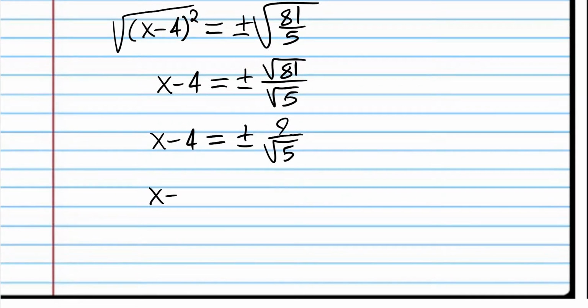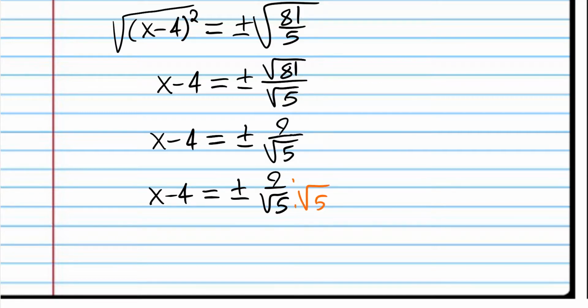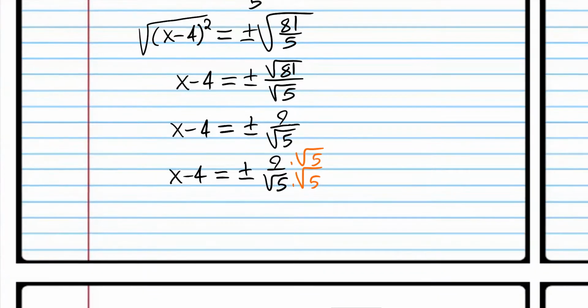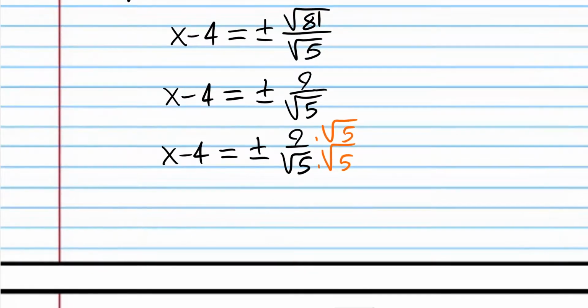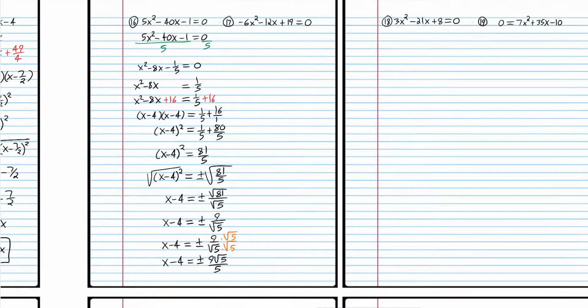And so I'm going to go ahead and rewrite. And again, we can't show every single step because it would just be too tedious. So I'm going to multiply both sides by root 5. Why do we want to do that? Well, it's just going to get rid of the root in the denominator. So now we have x minus 4 is equal to plus or minus 9 root 5 over 5. And let me move this up a little bit to make some more room.